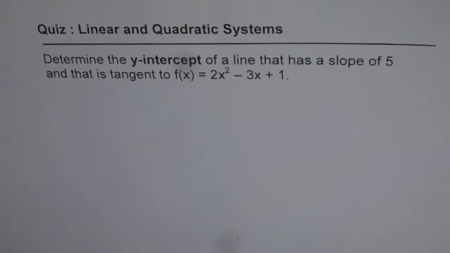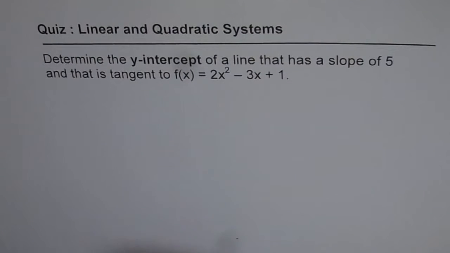And I'm glad it is the last question of quadratic functions, Unit 3. It's based on linear and quadratic systems. Determine the y-intercept of a line that has a slope of 5 and that is tangent to f of x equals 2x squared minus 3x plus 1. I'd like you to pause the video, do your solution, and then look into my suggestion.